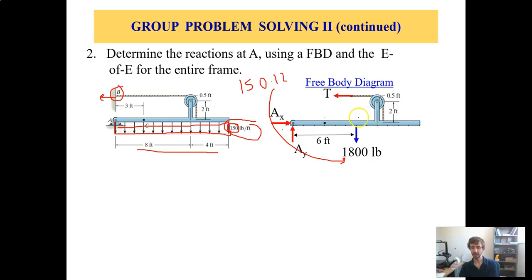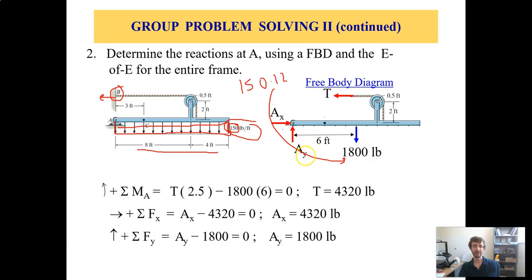Okay, so we've got these forces. I'm trying to find the reaction forces right here, and I also need to know the tension. So I've got three unknowns, and luckily for me, I've got three equations of equilibrium, so it should be pretty easy. Now, if it was me, I'm probably going to do the sum of the forces in the y direction first because I can solve that instantly. Here you see it, sum of the forces in the y. There's only two forces in the y direction. That's the 1,800 pounds going down and the AY going up. So AY is going to be equal to 1,800 pounds.